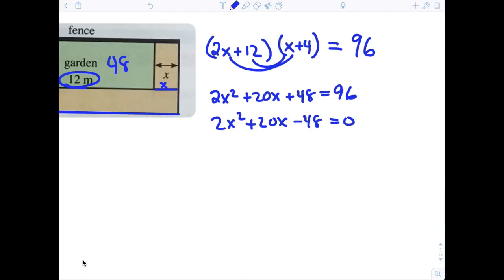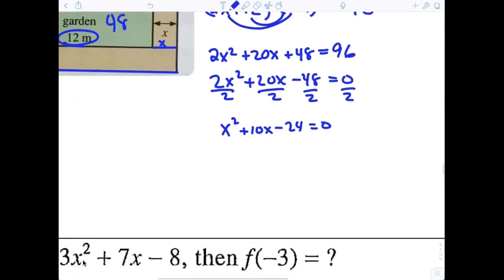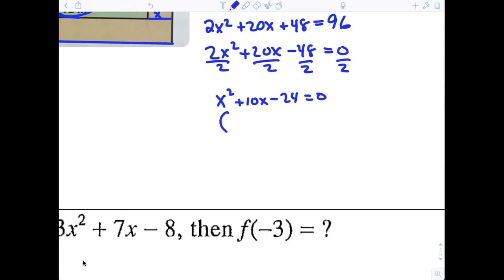Now what do I need to do? Divide everything by 2. If you don't divide by 2, the factoring is harder. So now I have x squared plus 10x minus 24 equals 0. Now you have to be careful with this factoring. 12 and 2, not 4 and 6. So it'd be x plus 12 and x minus 2.